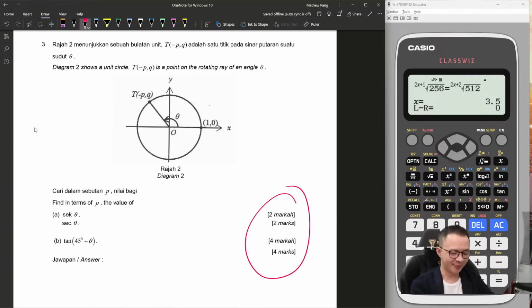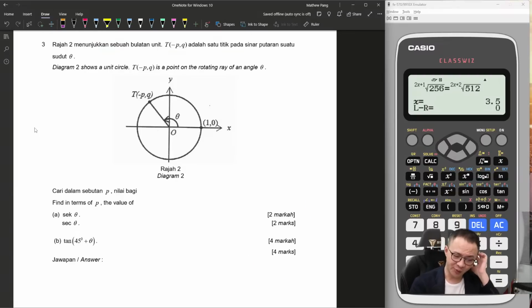Trigonometry, 6 marks in total. Okay, not too bad. So we have a coordinate T there. Read the question a little bit. Diagram 2 shows a unit circle. Unit circle is an important keyword. It's a point on the rotating ray of an angle theta. Find, in terms of p, the value of secant theta, and tangent of 45 plus theta. Okay, not that bad, isn't it?